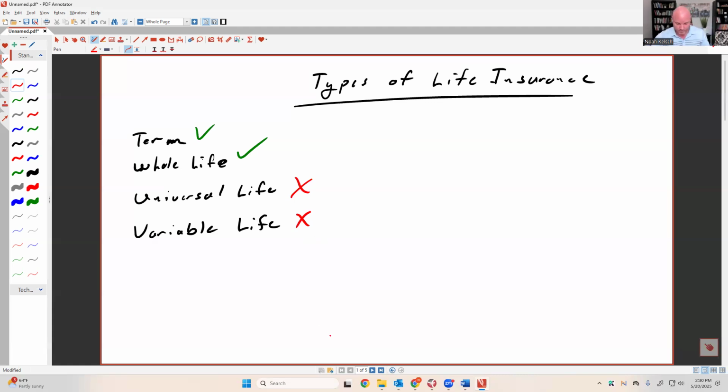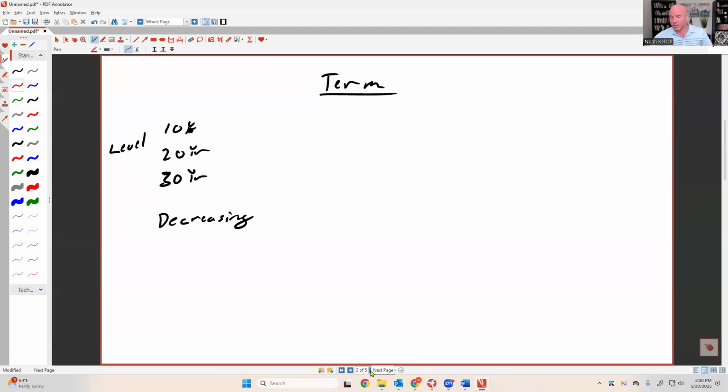So let's dive in here. We're going to start with term insurance. Term insurance is specifically good for a specified time frame. That's why they call it term. So generally, if it's a standalone term policy, meaning you go to an agent and say, hey, I want to buy a term policy, they're going to typically sell you a 10-year, 20-year, 30-year, or some variation. It might be 15, it might be 25-year. But anyway, there's a time frame in here.